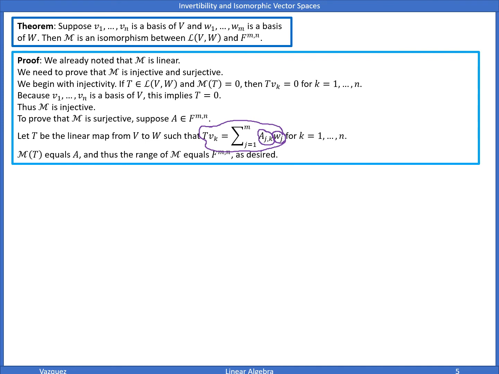Well, then M of T is equal to A, and that really just comes from the definition as we had seen from the last lecture. If you haven't seen the last lecture, it's really important to understand what's going on here. And once you do, it should be straightforward and not too hard to see. But M of T then equals A. So the range of M equals all the m by n matrices, as we desired. So it is now surjective. And that's it. That concludes the proof.